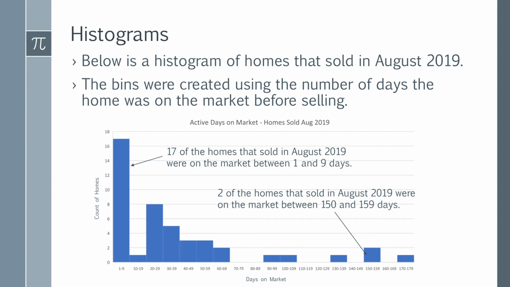So we can see that 17 of the homes that sold in August of 2019 were on the market between 1 and 9 days. We can also see that 2 of the homes that sold in August 2019 were on the market between 150 and 159 days. So we can see the distribution of this data. We've got clear and concise axes that are labeled. So this is a very easy histogram to look at and understand.